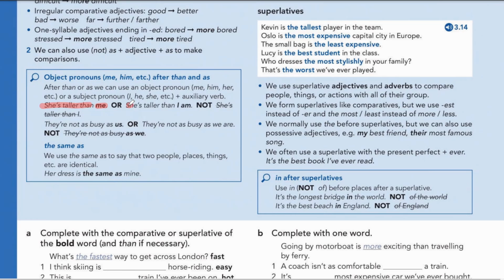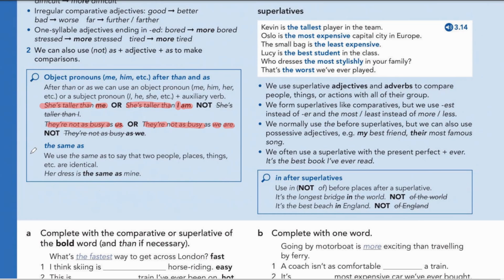But now look at that. She is taller than, when I say I, I must add the auxiliary verb: I am. She is taller than I am. Okay. Another one. They are not as busy as us. They are not as busy as we are. You see, as we are.